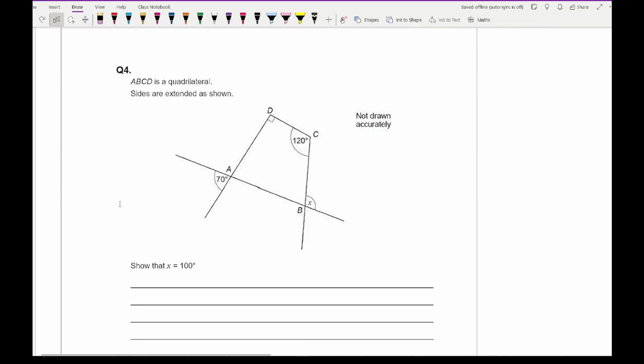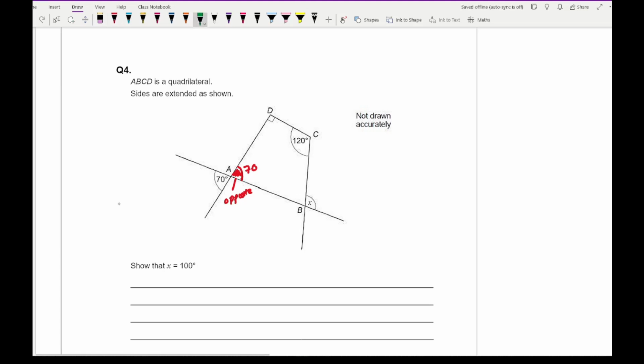Moving on to question 4, it says ABCD is a quadrilateral, sides are extended as shown, and the question is asking us to show that x equals 100. Now in this particular question we can't see a circle, so it's not going to be related to any circle theorem, it's just going to be a case of knowing basic angle facts. So x is what I'm trying to find, so looking at this I can see an opposite angle, so I know that this angle here is going to be 70, and if I wanted to I can just write down y. I know that it's equal, so that's going to be 70.